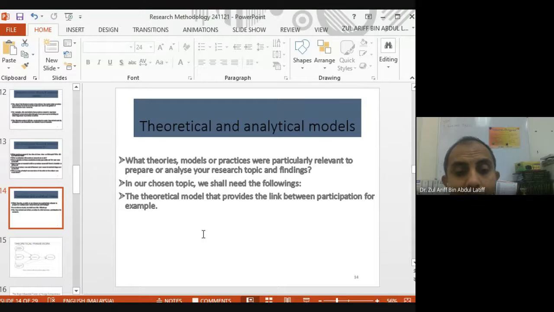What theories, models, or practices were particularly relevant to analyze your research topic and findings? Yes, as I said earlier, the models should be relevant with your flow of LR. So no doubt, the models should be relevant with your studies. Sometimes we are focusing on one issue, that is fast food, or we could say any products in the market. So our model should be previous research pertaining the issues.